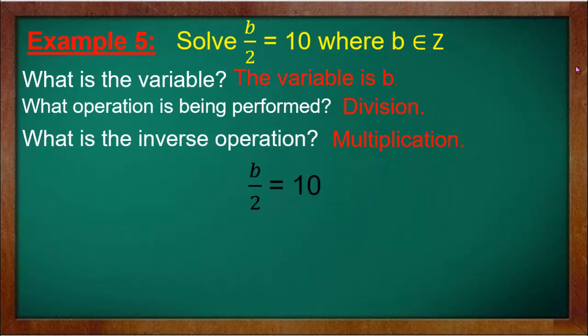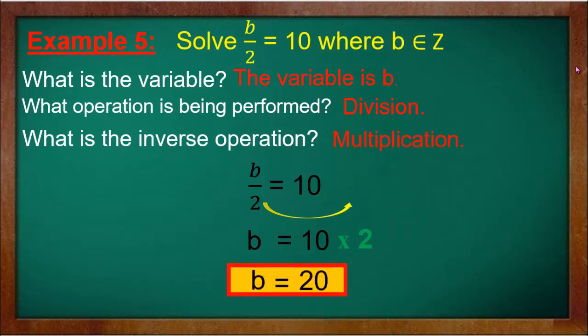b over 2, or b divided by 2, is equal to 10. I want b to be alone at one side of the equation, so I am going to move divided by 2 to the other side with the inverse. So b now is going to be equal to 10 times 2. b is equal to 20. Here is my solution, and I said that my solution must be found inside of Z. Does 20 belong to Z? Yes, of course. So my solution set here is going to be {20}.